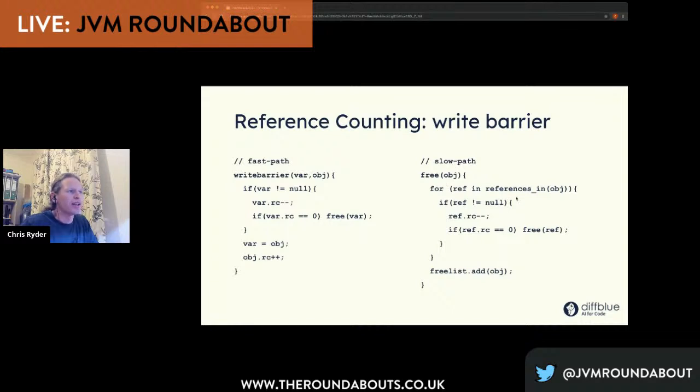In the slow path, you actually have to do some serious work, because now you know that this object is dead and you need to collect it. So when you do that, you first have to go through all the references that object contains to other objects, and then effectively do the same as the write barrier and decrement the reference counts for all those things it points to, potentially having to free those as well. And then eventually, once you've done that for all the references in this object, you can add it to the free list. And that effectively is that object and anything it points to collected.